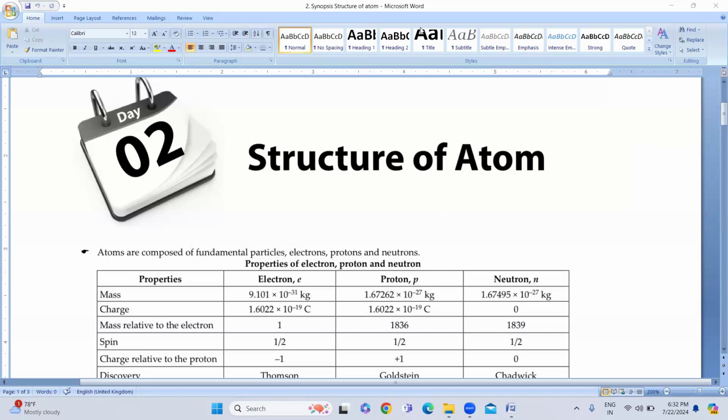Basically, what is present in an atom? What are the fundamental particles? Atoms are composed of what? The fundamental particles present in atoms are electrons, protons, and neutrons, right? In this chapter, we are going to discuss the different fundamental particles. What are the important things you have to remember from this chapter?